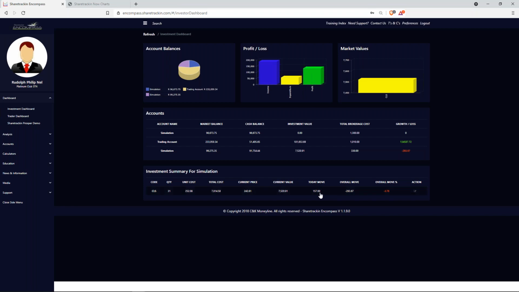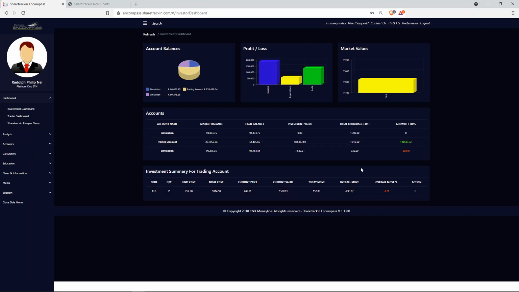What I did, just ignore the decimal. It's 157 that it's moved. All right, so just ignore the decimal that it's giving you. So it's 157. And then the overall movement, so the overall movement that the share did so far is minus 293 Rand. Obviously, because we've paid brokerage, it's going to be minus 293 Rand and 67 cents. So when you start making profit, this would be in a positive and not in a negative.